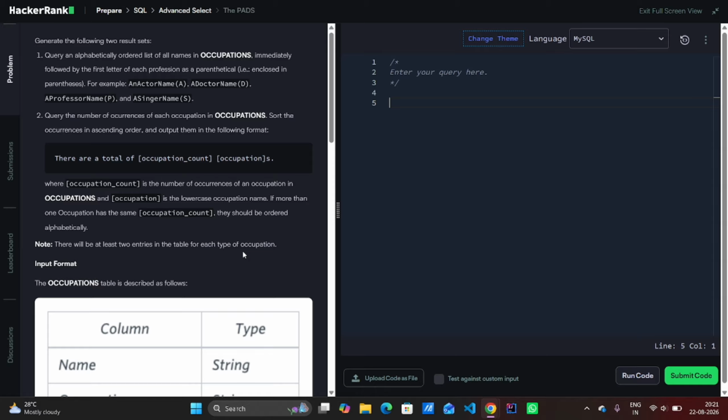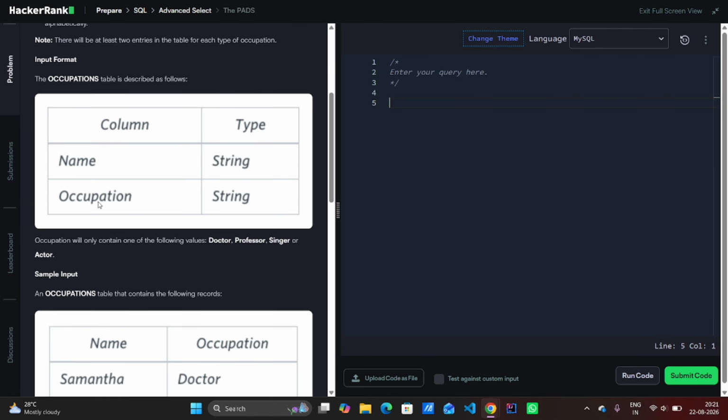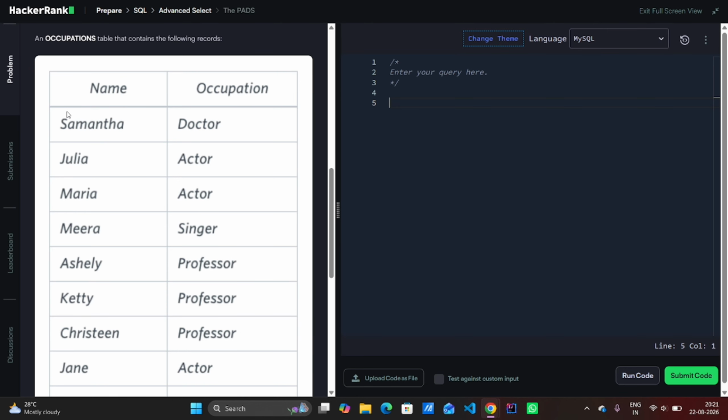So many occupations, and I don't think you have understood, or it is better if you understood. Clap for you. Okay, so I will easily explain what it is. This is the occupation table, with name and occupation, and in this sample input, look at this. Names like Samantha, Julia, Maria, and occupations like doctor, actor, singer.